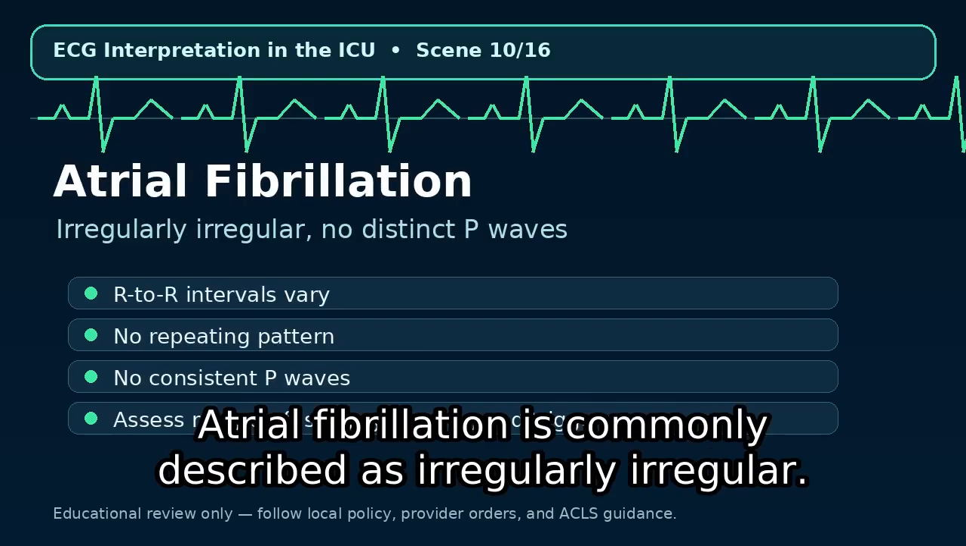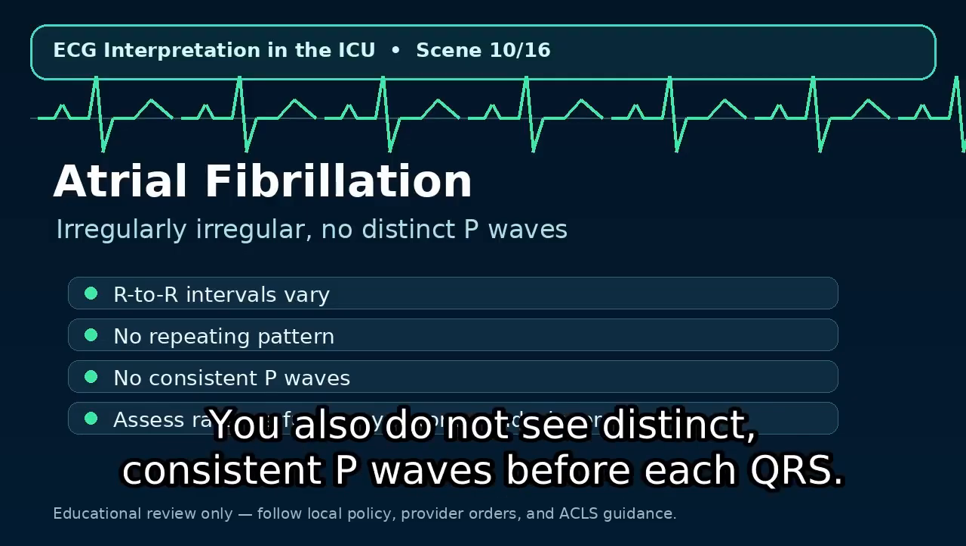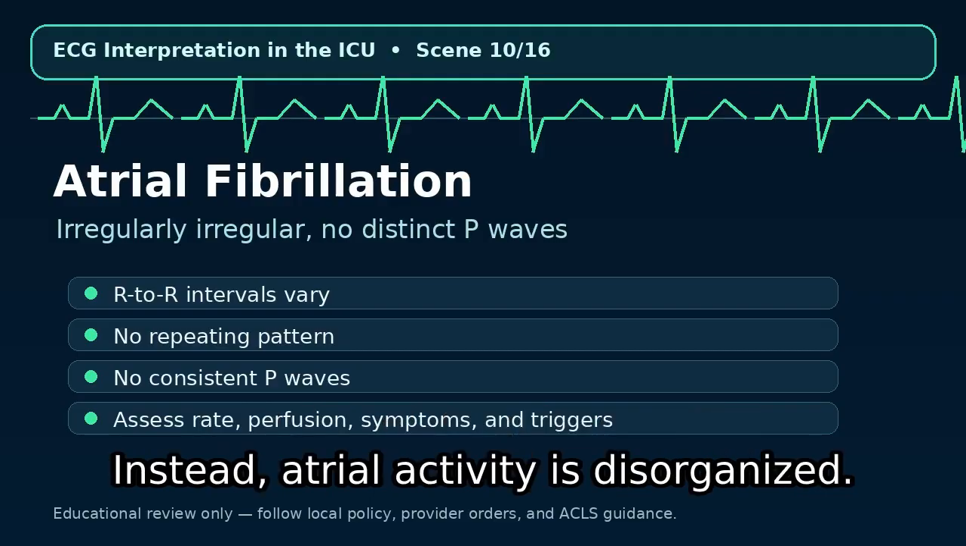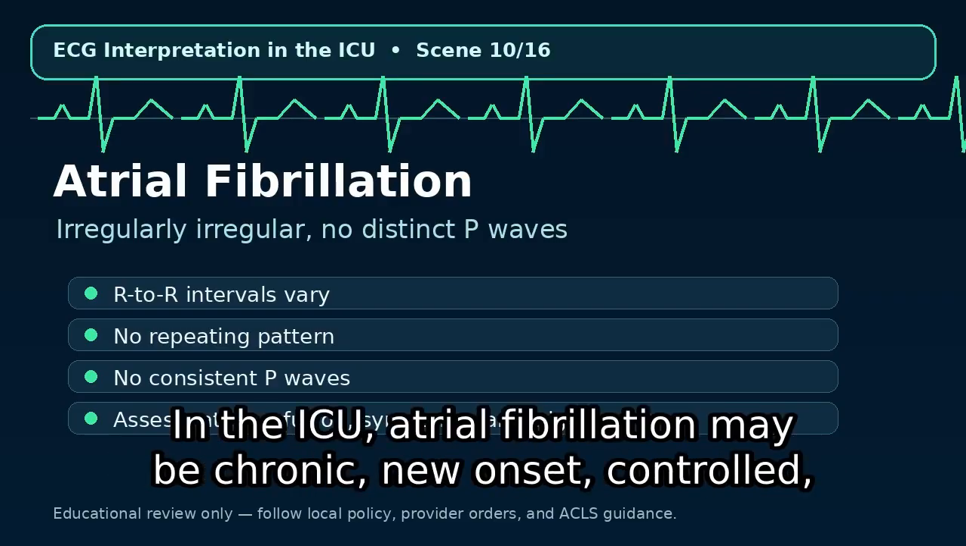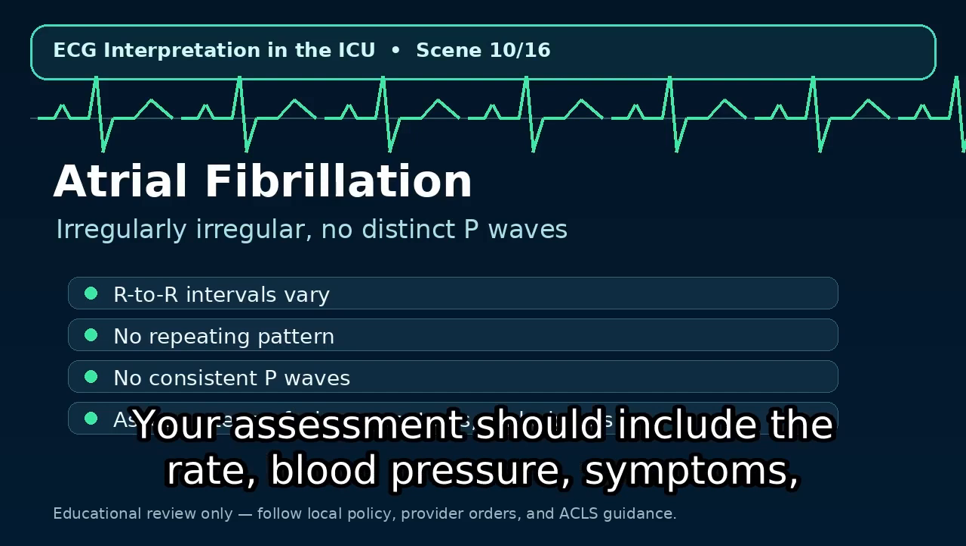Atrial fibrillation is commonly described as irregularly irregular. That means the R to R intervals are not consistent and there is no repeating pattern. You also do not see distinct, consistent P waves before each QRS. Instead, atrial activity is disorganized. In the ICU, atrial fibrillation may be chronic, new onset, controlled, rapid, stable, or unstable.